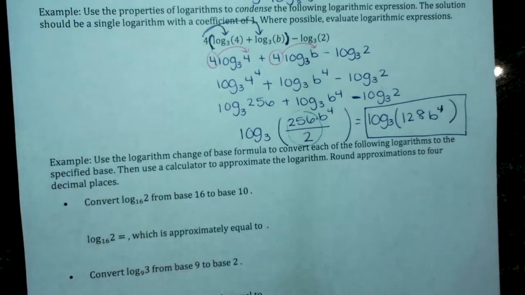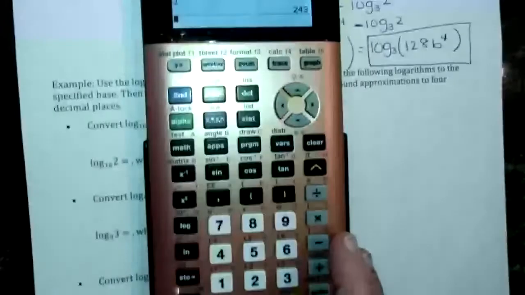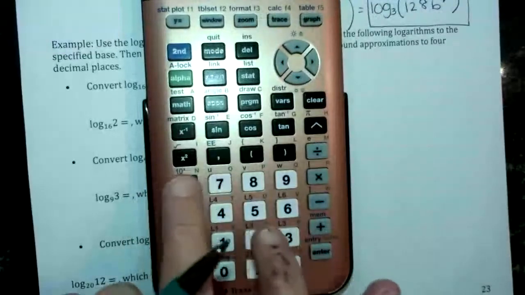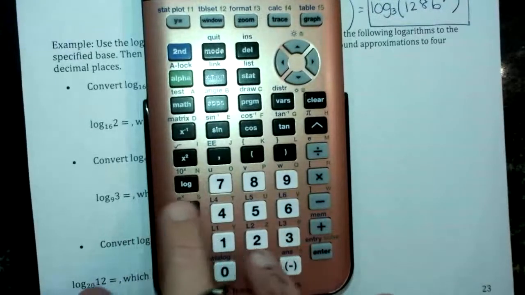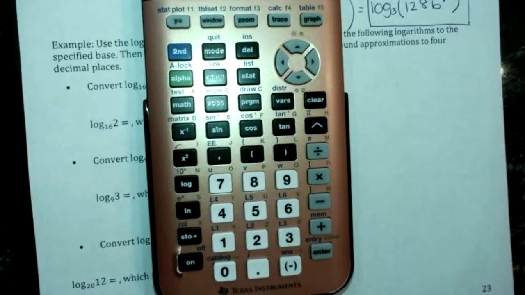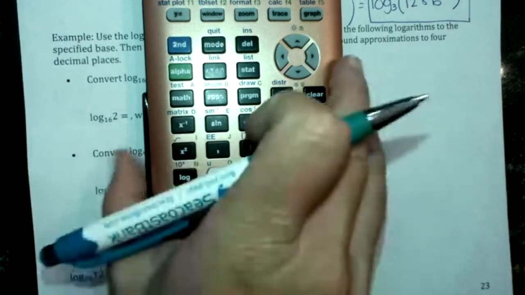Last thing for this section. Use the logarithm change of base formula to convert each of the following logarithms to the specified base, then use a calculator to approximate the log, round to 4 decimal places. So notice our calculator only has log, which is log base 10 common log, and natural log, which is log base e, ln. Now I know some newer calculators have other ones, but just keeping it fair for everyone, doesn't matter what calculator we have, we both have those two.